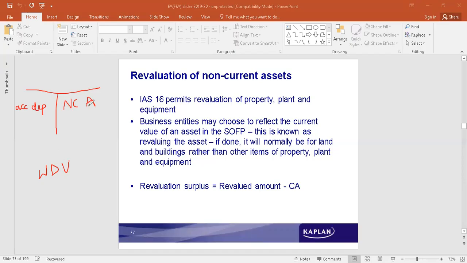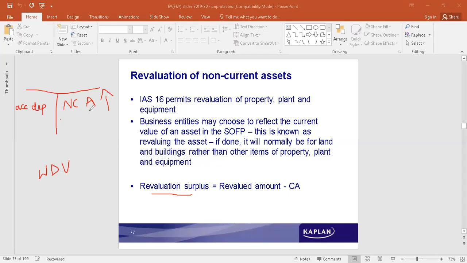Compare the original cost and the market value. The market value is definitely higher than the original cost, and whatever the difference is, if the non-current asset has to be increased according to the market value, then the business would be realizing a surplus. All of a sudden we see that the asset side increases.